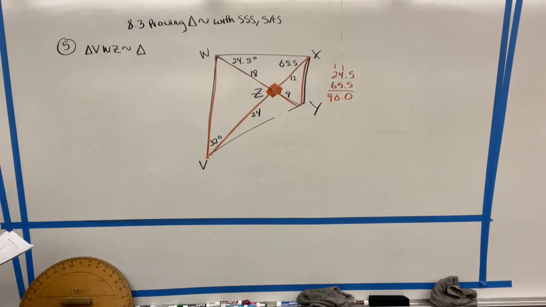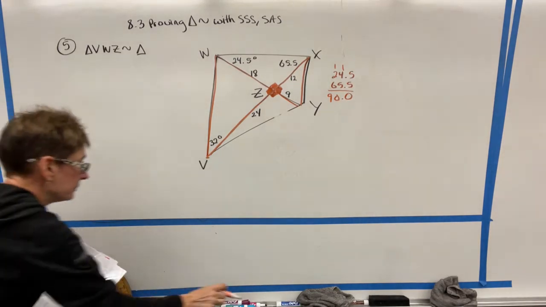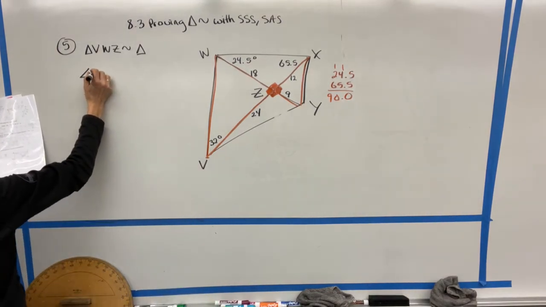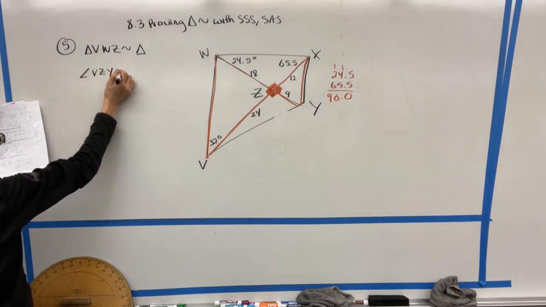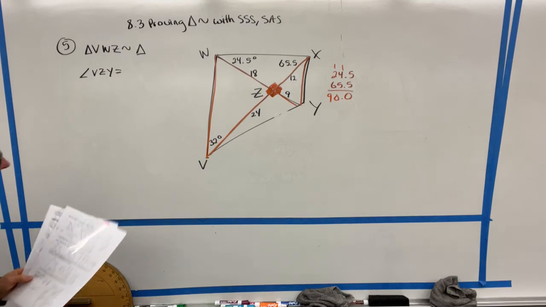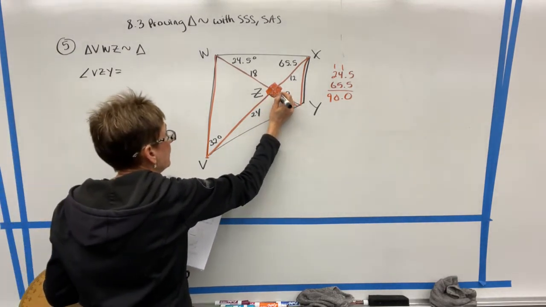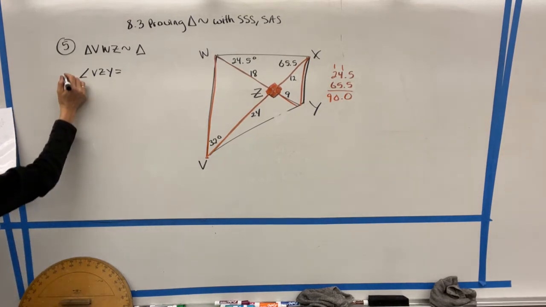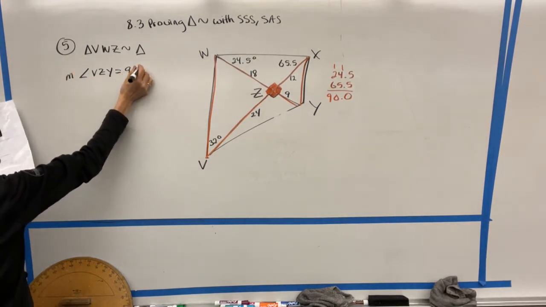Okay, let's do the next step. The next step says, what is the angle VZY? So VZY is going to be this angle here, which we've already said is 90 degrees, so that's good on that one. So the measure of that is 90 degrees.